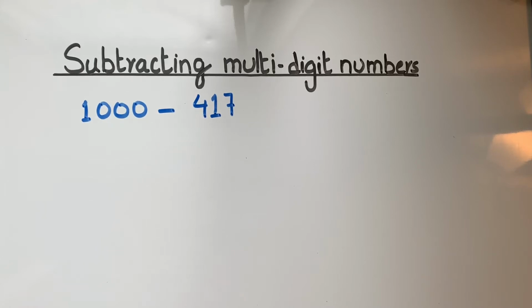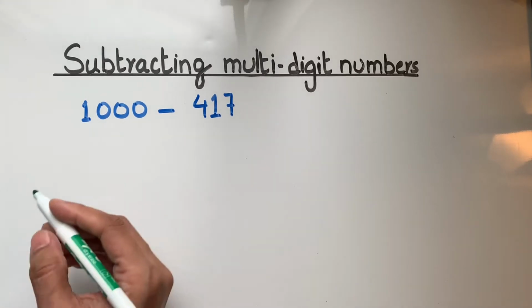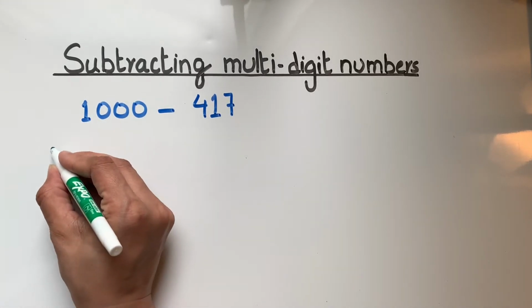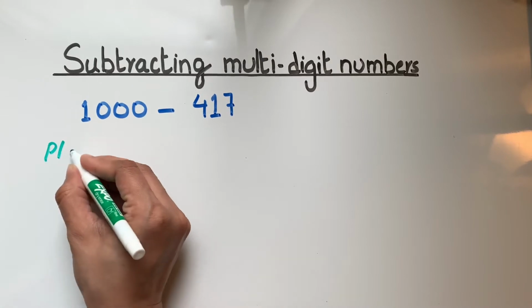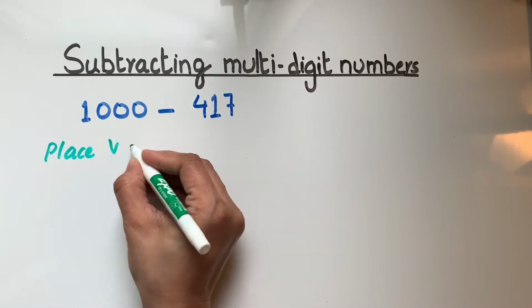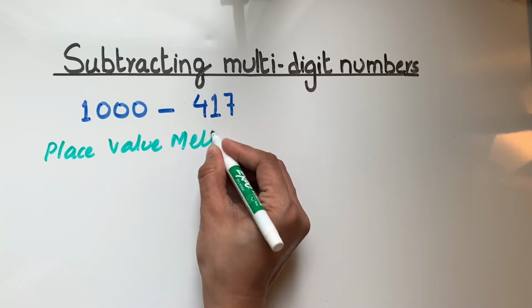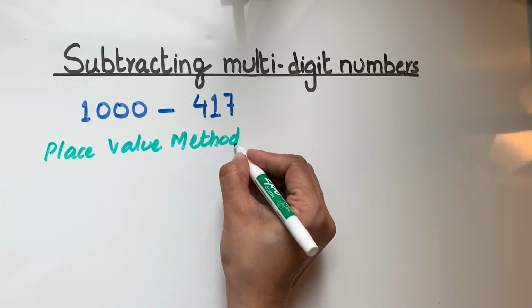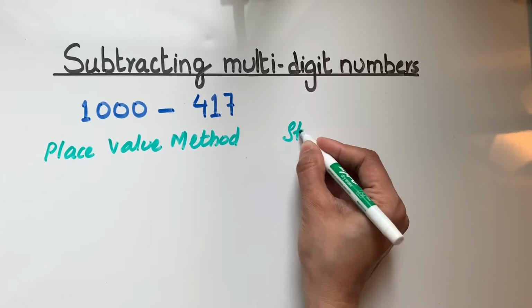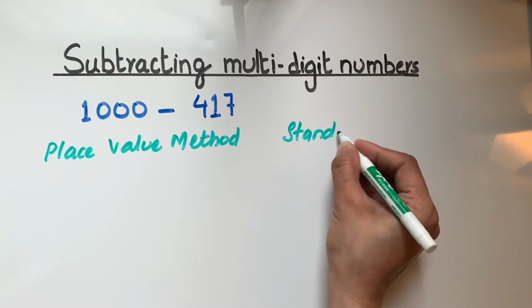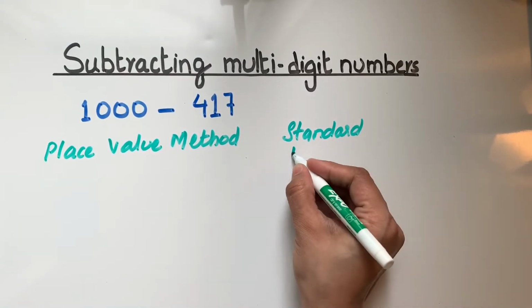1000 minus 417. We use different methods to subtract numbers, but here we will learn how all methods fit together and actually make sense. I'm going to solve this by using two methods simultaneously. The first one is the place value method. And the other one is called the standard method, which is a typical way to subtract numbers.